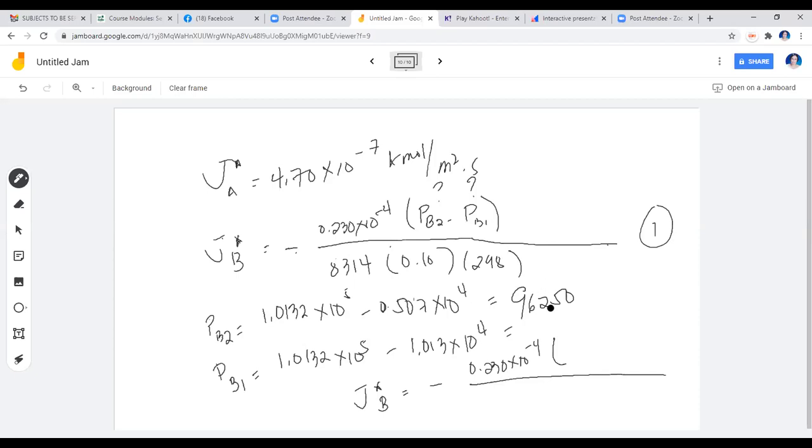This one is 91190. So we'll have 96250 minus 91190, and we have 8314 times 0.10 times 298. Our answer should be the same as the one we have on top, only it's negative because they are opposite in direction.